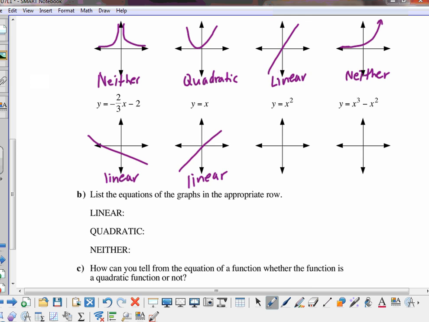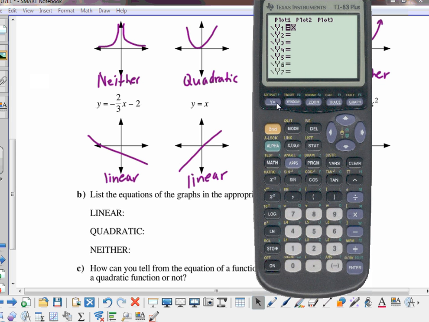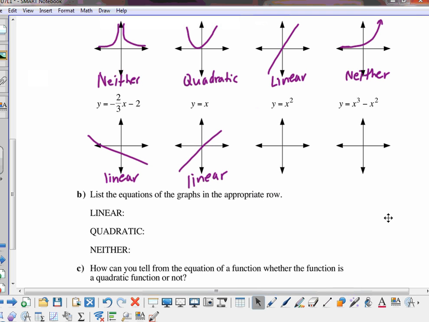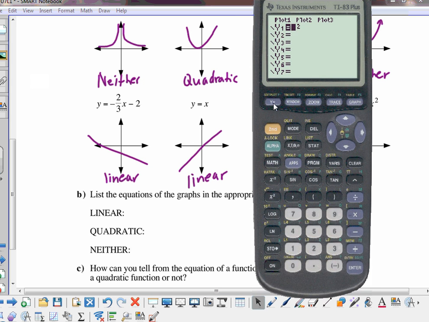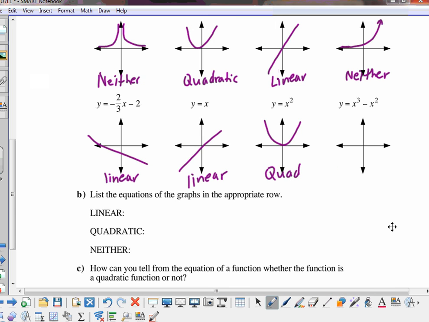Y equals x squared. Quadratic. I'm hoping you're finding a pattern here. Squared thing. That's kind of what we were hoping for. Quadratic. And last, y equals 8x cubed minus x squared. Neither. Yeah. It looks like this. Neither.